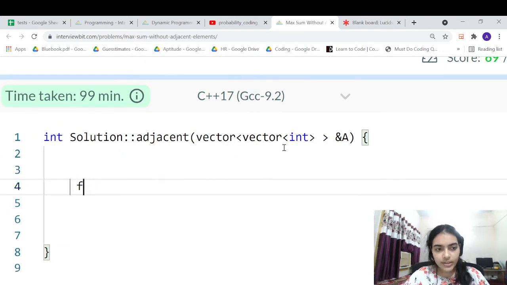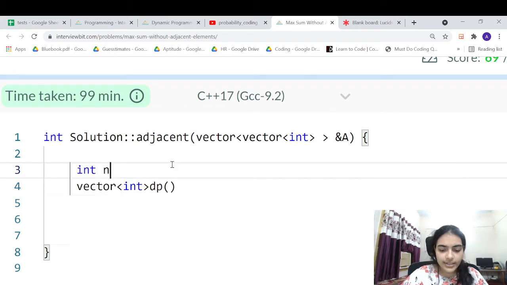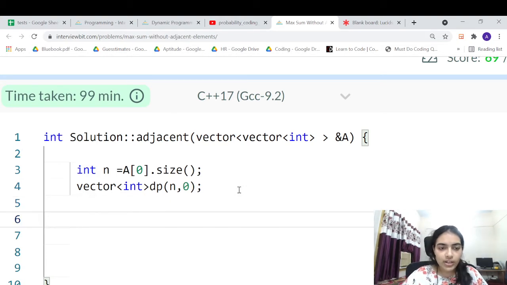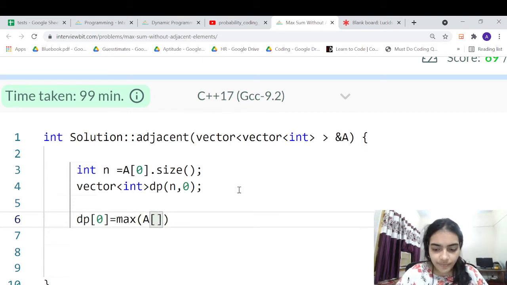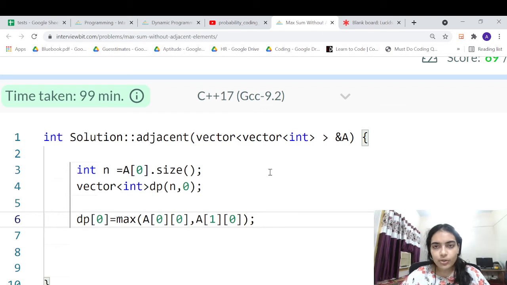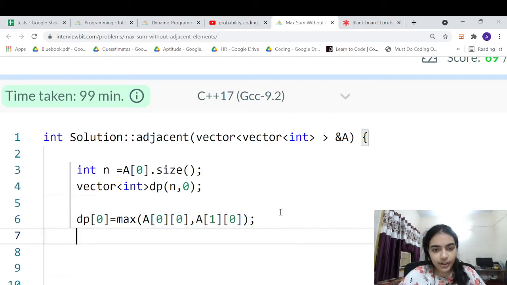So, vector int dp. One single array is enough, and the size of that array will simply be n, so let me take the size here: int n is equal to a of 0 dot size. Initially, let me make it 0. Now, what will be your first value? dp of 0 will simply be max of a of 0 comma 0 and a of 1 comma 0. Among the first two values in the column, whichever is maximum, that is what we are going to take.